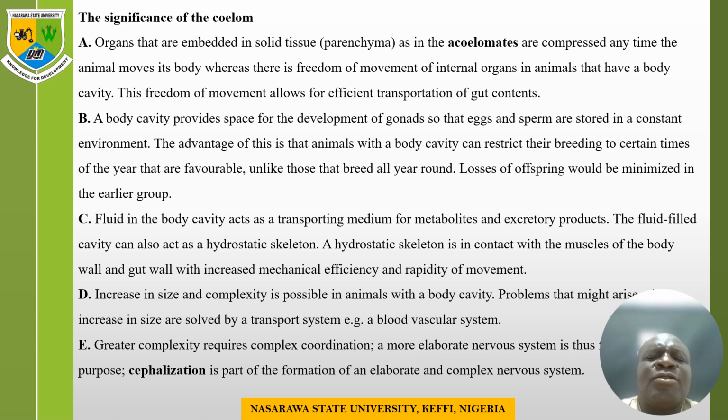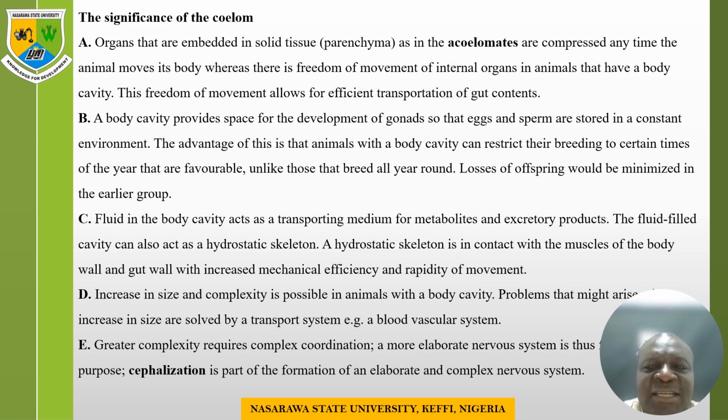I want to say this: there is no organism that wants to die. Every living organism will somehow try to regulate and control the way it gives birth to its own offspring. So in this case, the coelom plays an important role so that all the gonads, all the sex cells, the sperms and the eggs, are stored in a constant environment, so that they don't get destroyed.